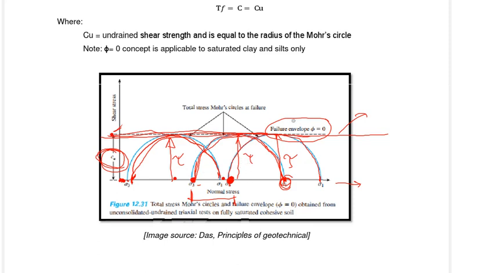So, this is known as the phi equal 0 condition. Then, our saturated clay loaded in undrained condition fails under phi equal to 0. So, this is where our conditions fail in the UU test.